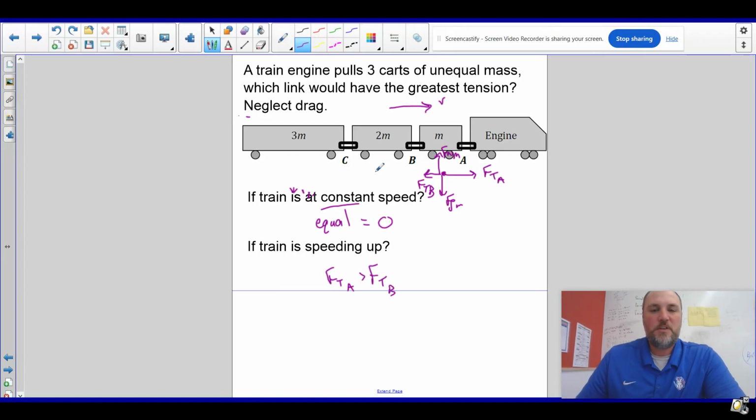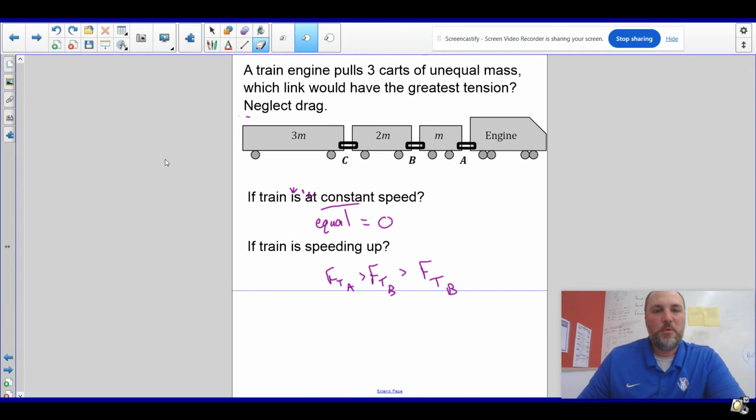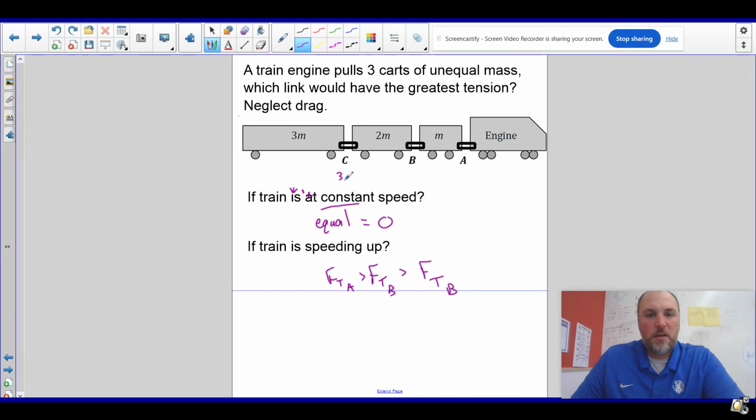And for similar reasons, when I do the free body diagram of 2m, I can show that the tension in link B has to be greater than the tension in link C, so that 2m can also accelerate to the right. So we have A, B, and then C. Now, I could also use the system approach to prove this as well. If I'm looking at each of these links, I could say, okay, what is link C responsible for pulling along? Well, link C is only responsible for pulling along 3m.